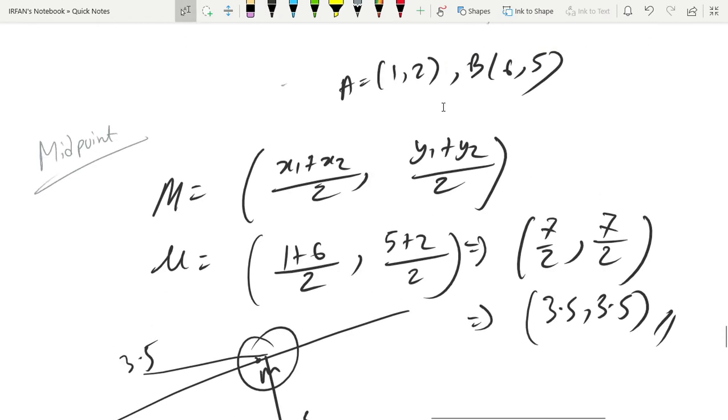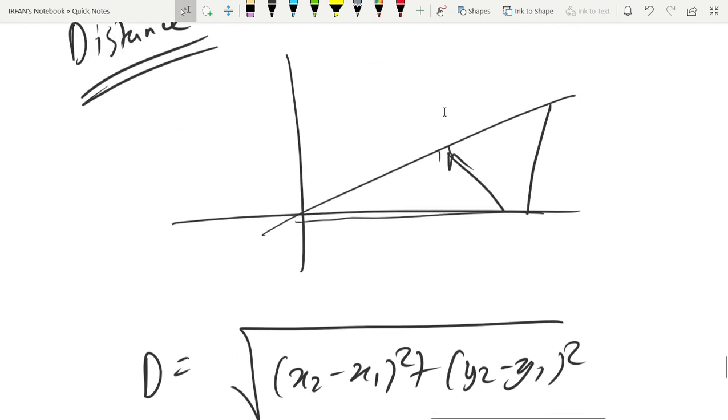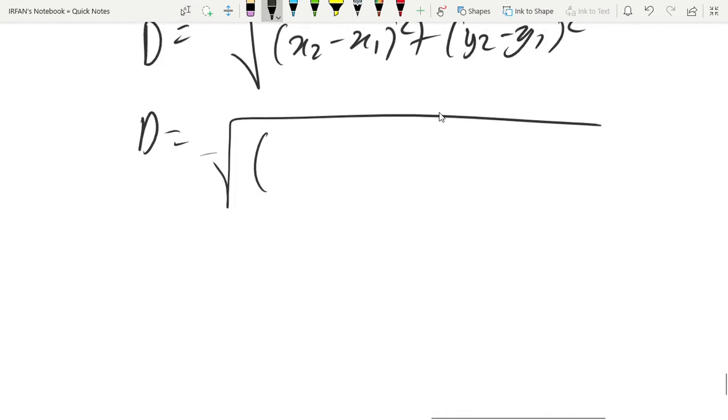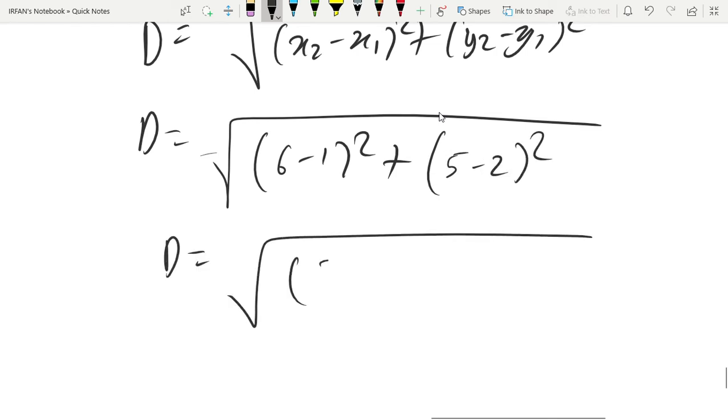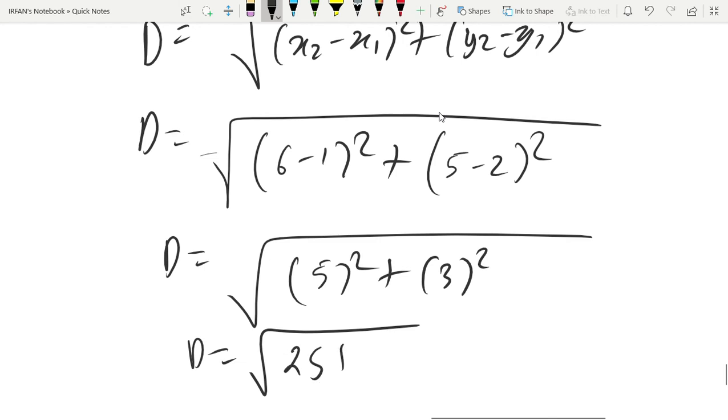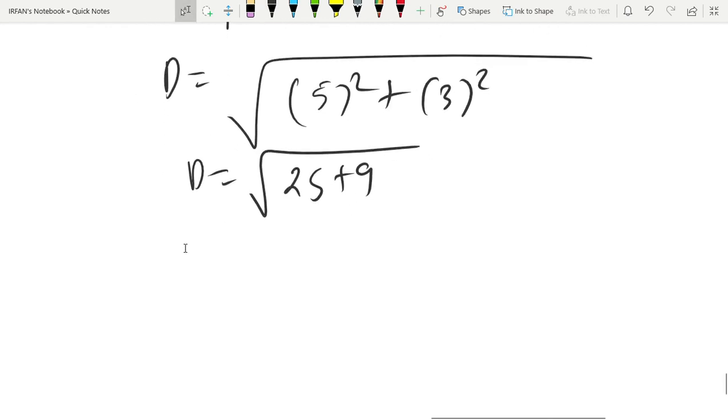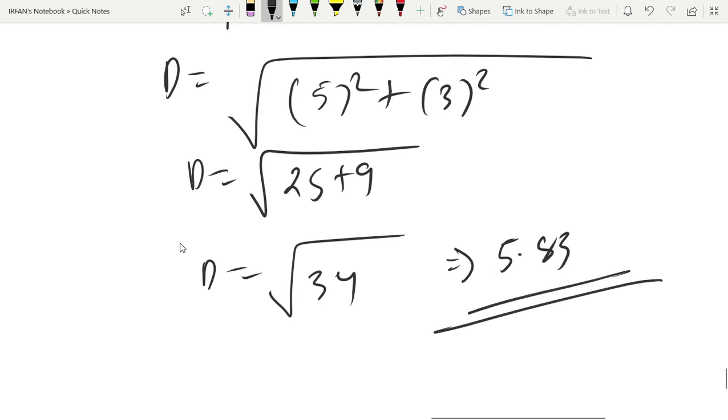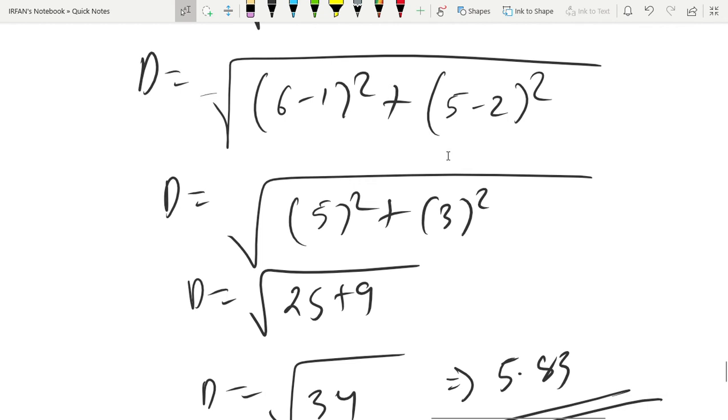So d equals root over, what is x1? x1 is 1, x2 minus x1 whole square means 6 minus 1 square, plus 5 minus 2 square. So d equals root over 5 square plus 3 square, d equals root over 25 plus 9, d equals root over 34. So d is 5.83. That's it. You just put in the formula and you're done.